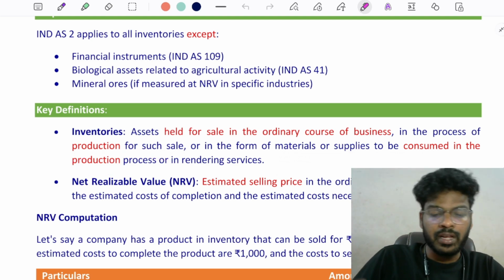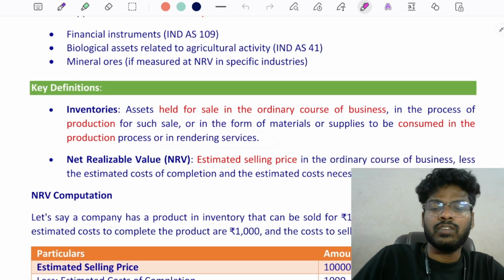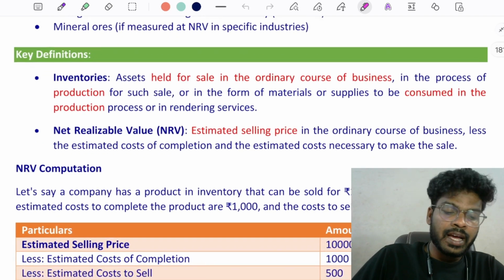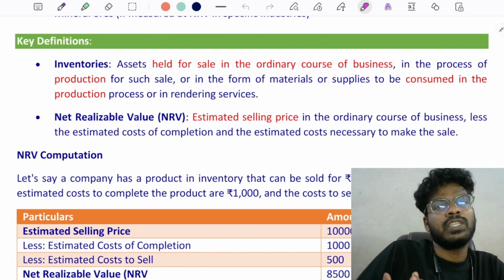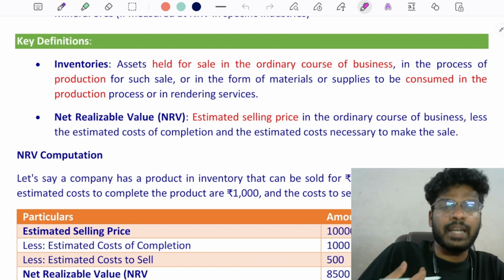Or in the rendering of services. If I am rendering services, I can use inventories for my services to be performed for my client.